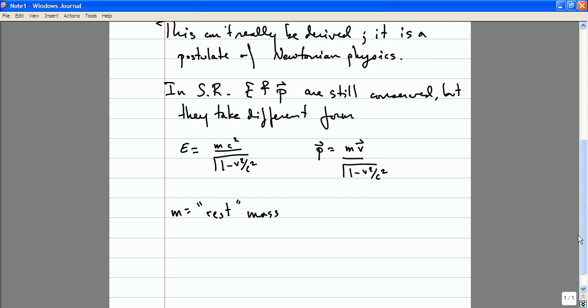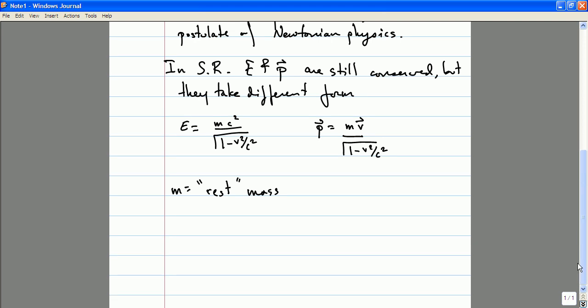So, in order to explain to you why the relativistic energy and momenta take this form, let me just remind you of the argument for conservation of energy, or momentum, in Newtonian physics.